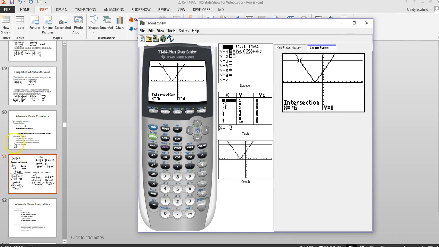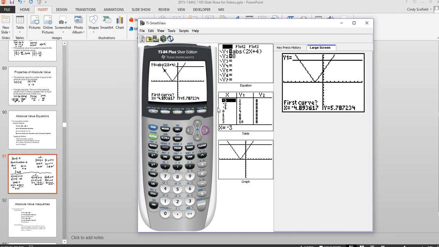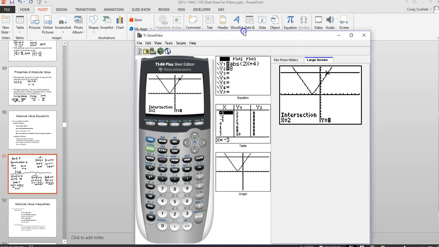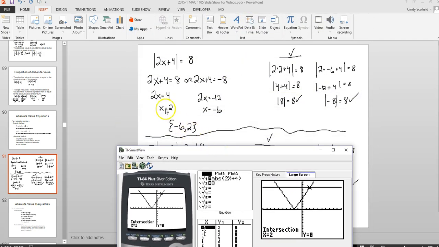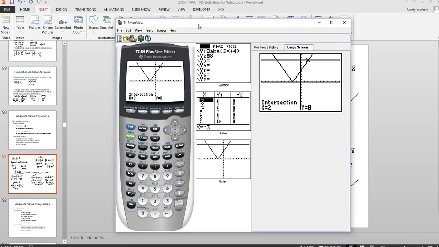And then let's do it again. Second trace to calculate intersection. Number 5. Let's move over towards the other intersection. You need to be kind of close to it so that the calculator knows to look at that one. You don't have to be right on it, but just close to it. Enter, enter, enter, and voila, x equals 2. And that's what I got for the other solution, was 2. So your calculators can be used here just like they're used for other equations, like the linear equations and things.